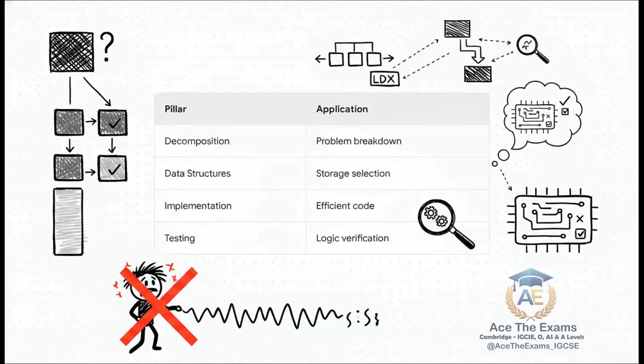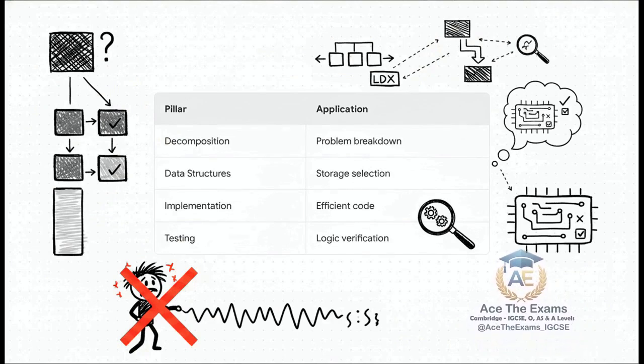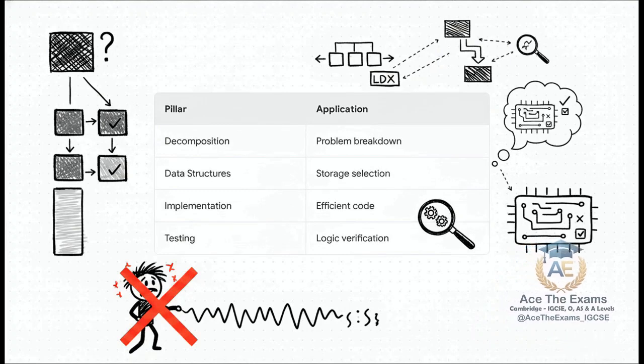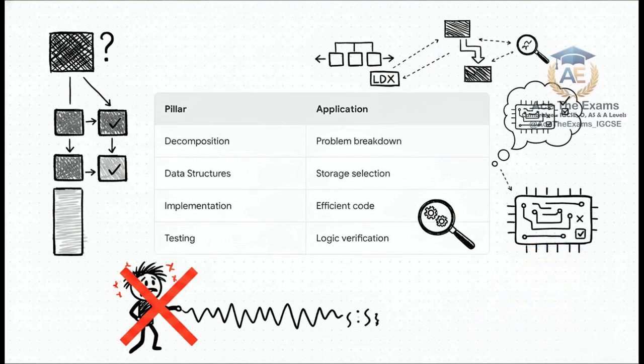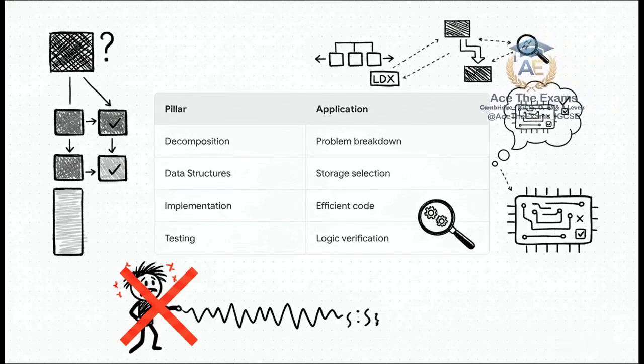Whenever you are faced with complex algorithmic challenges, Cambridge examiners fully expect you to apply these 4 core pillars: decomposition, data structure selection, efficient implementation, and rigorous testing. It is incredibly common for a student like Sam to look at a 20-line assembly language program, completely panic, and try to process the entire script simultaneously. But doing that entirely violates the very first pillar, decomposition. You absolutely must break the problem down step by step, analyzing just one single instruction and one single register change at a time, nothing more.